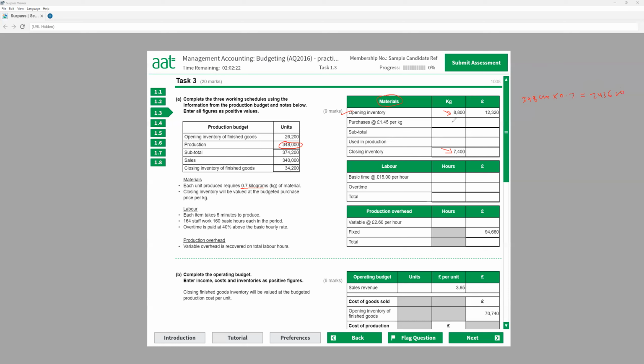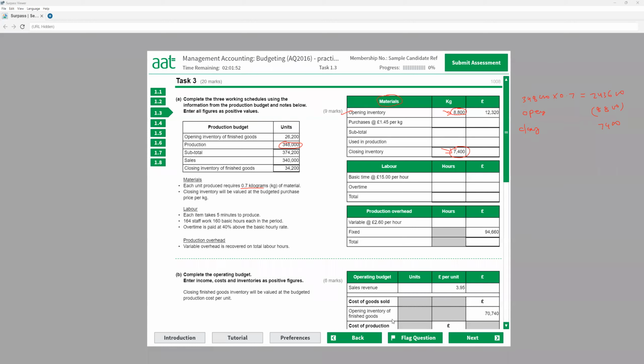But the question is, you already have 8,800. So we said opening, we already have 8,800, so you're going to minus that. And we need to add some closing, because at the end of the period we want to see 7,400 still on the stock. So we said 7,400, we need to add. So this one is the total production.